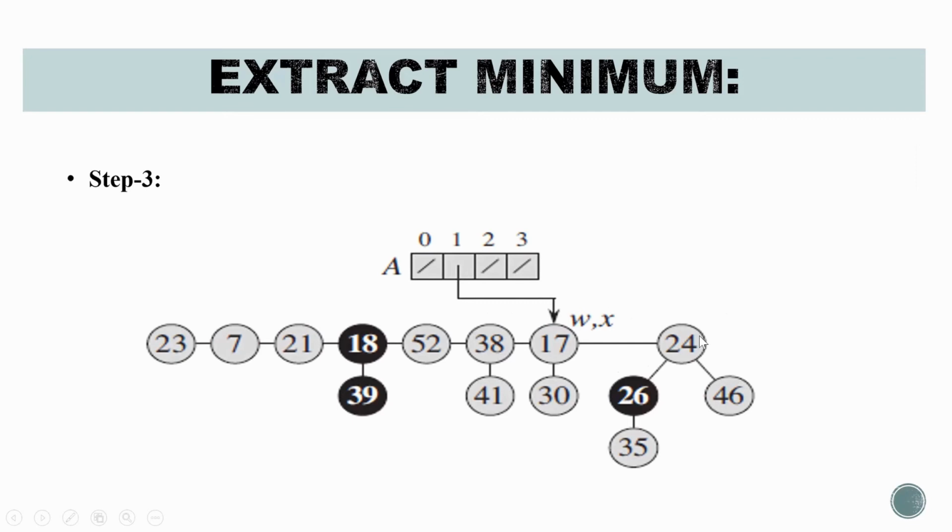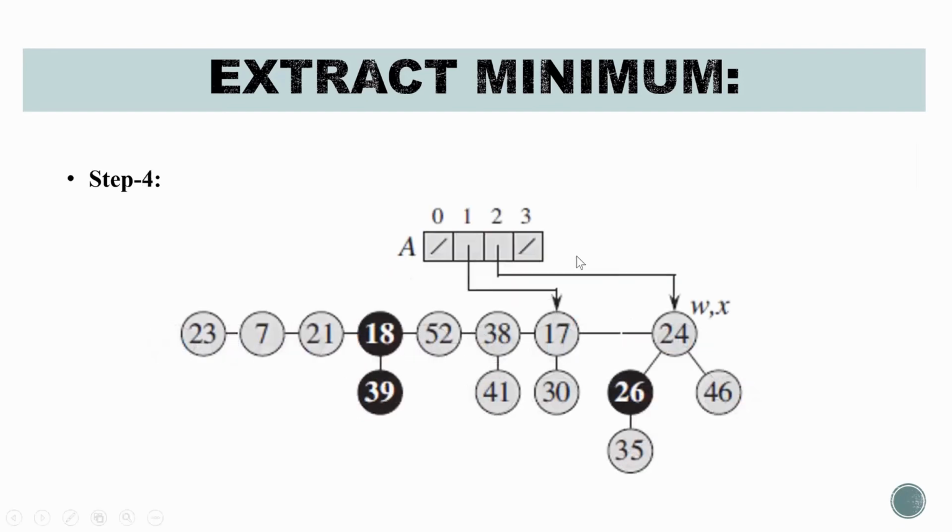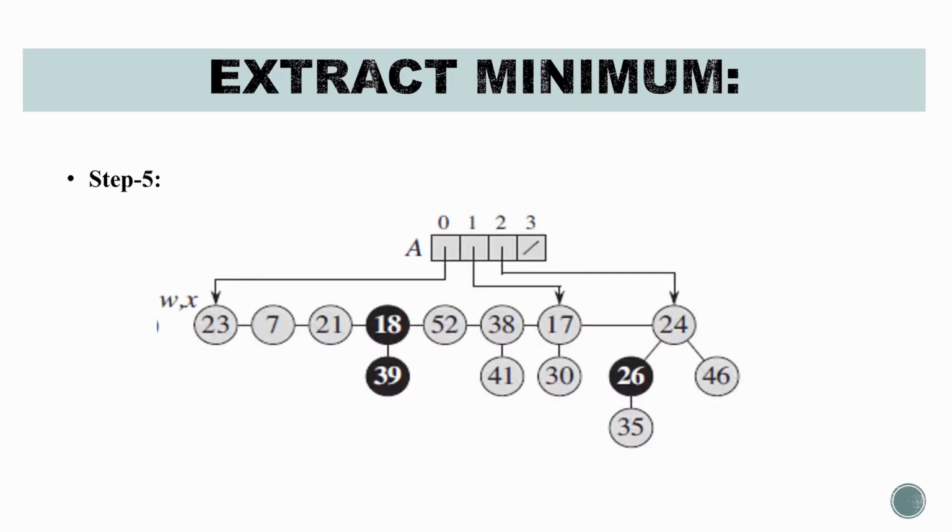Now moving towards its right, which is 24, it has a degree of 2, which will be linked to the second location of the array. The next pointer will be on 23, since it is at the right of 24. Having a degree of 0, it will be linked with the 0 location. Moving further towards the right, we have 7. But the degree of 7 is also 0, and the 0 location is already occupied.